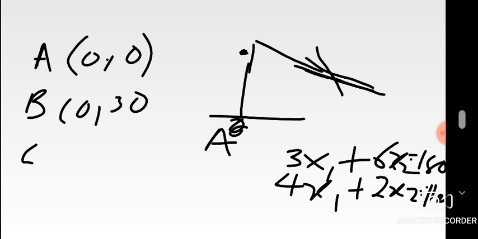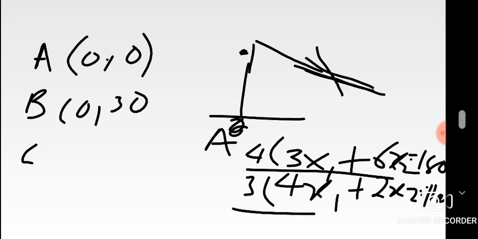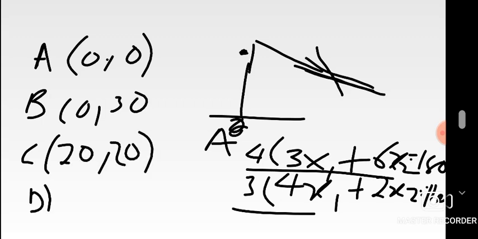You know how to solve simultaneous equations. Maybe you want to eliminate x1, you can use the elimination method. You put 4 there, you put 3 there, you substitute, and you get rid of x1, and then you can even solve for x2. The resulting answer that I found when I did that was that this point C is actually 20, 20. That's the answer I found, 20, 20. Then finally D was 30, 0.